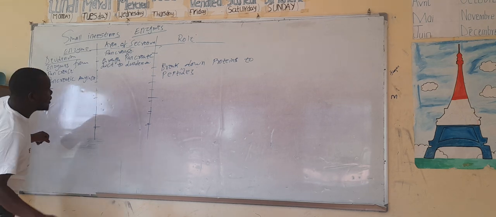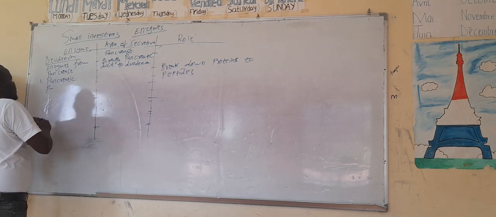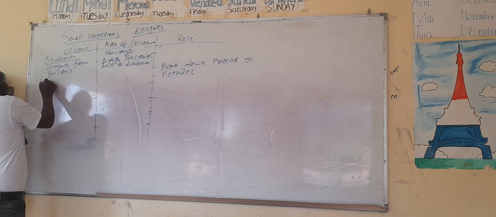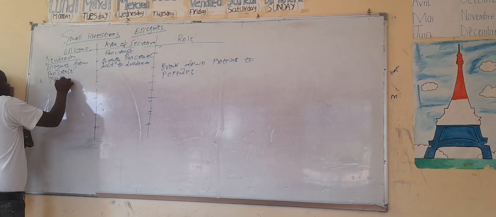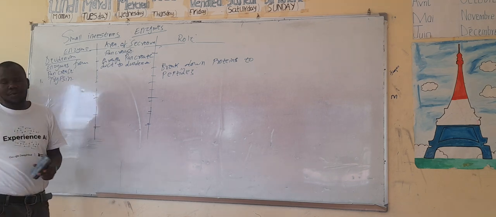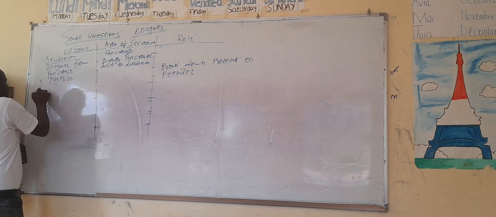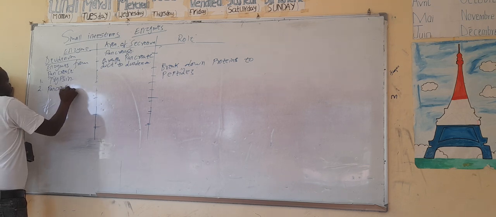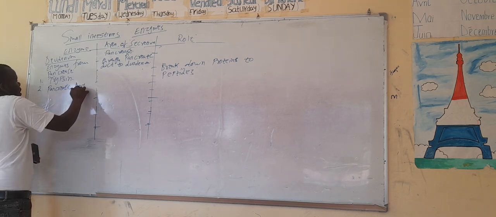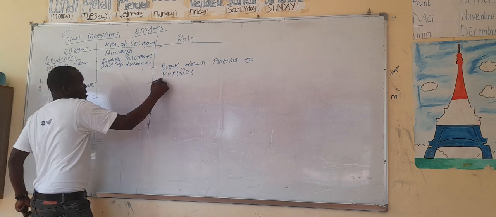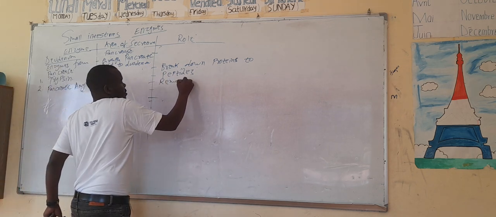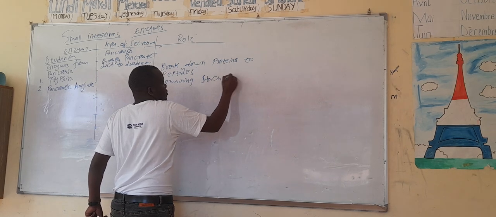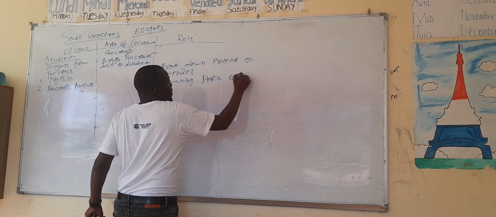Sorry, this one is trypsin. I'm very sorry. We have trypsin, number one, breaking down proteins to peptides. Number two, pancreatic amylase. Amylase breaks down remaining starch to maltose.